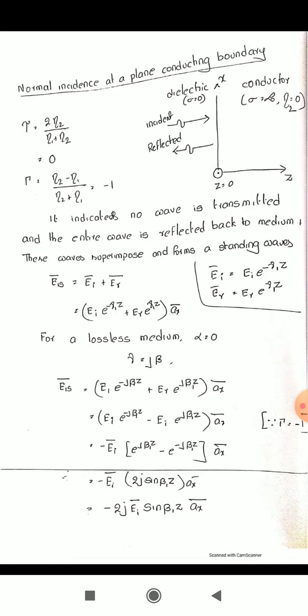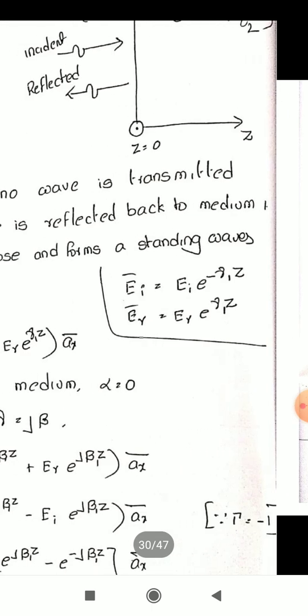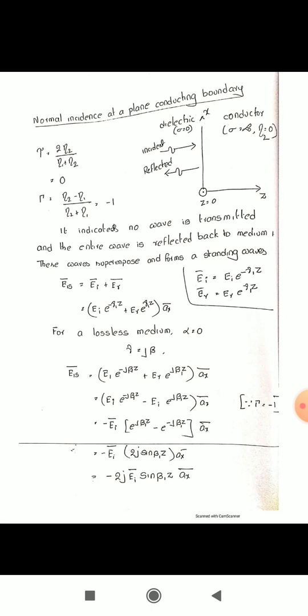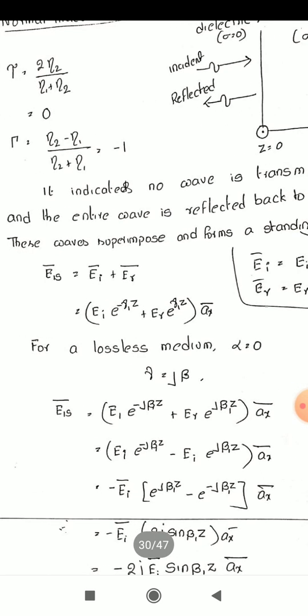That standing wave is represented as EIS. EIS is equal to EI plus ER. EI is taken as EI e power minus gamma 1 z and ER as ER e power gamma 1 z. Both are propagating in opposite directions. So already we know in a lossless medium alpha is equal to 0, so gamma equals j beta. Simply gamma is replaced by j beta. So EI e power minus j beta z plus ER e power j beta z, in the AX direction.